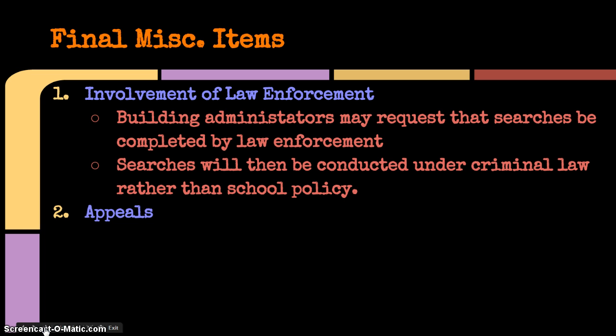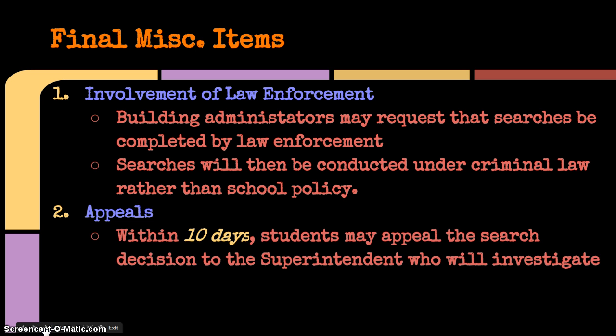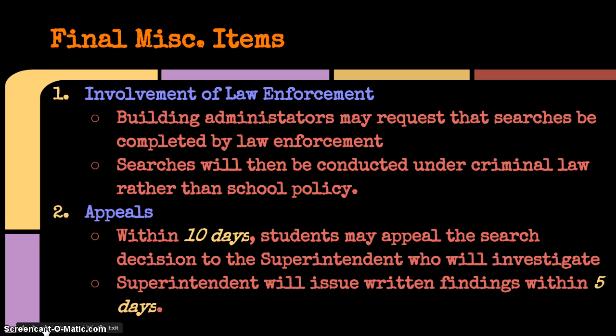And the final thing that I thought was important to mention was the appeal process. Students do have the right within 10 days of the search to appeal the decision to the superintendent, who will get all sides of the story and make an investigation. And then within 5 days from that issue, he will present his written findings that either support the search or repeal the whole process. And then we would go from there.